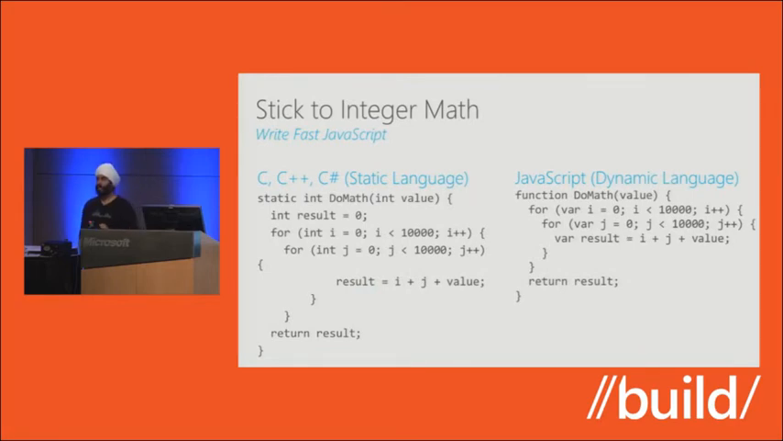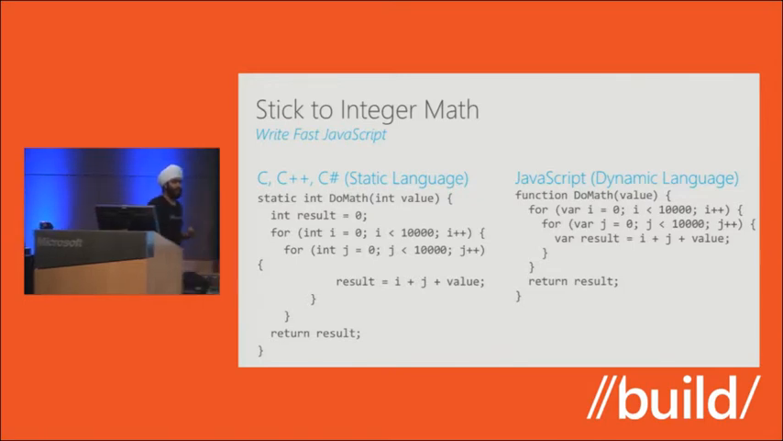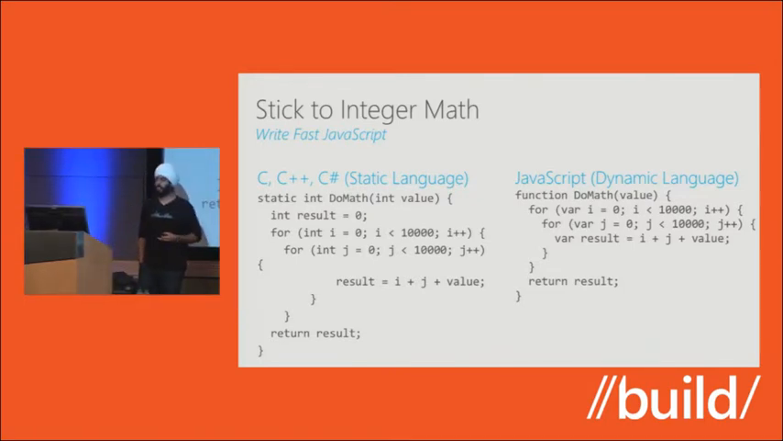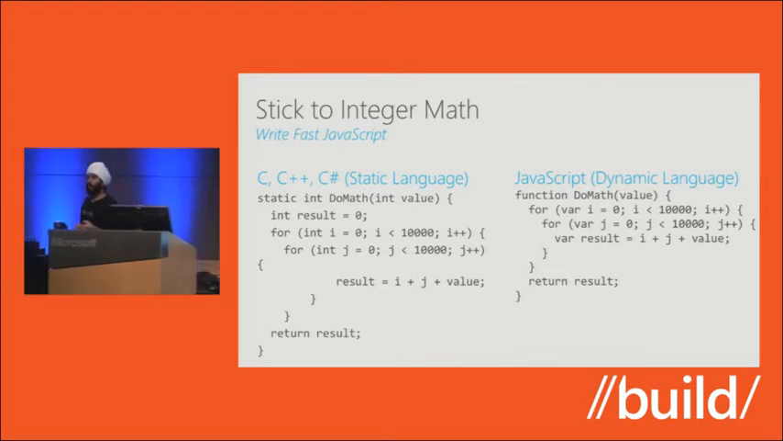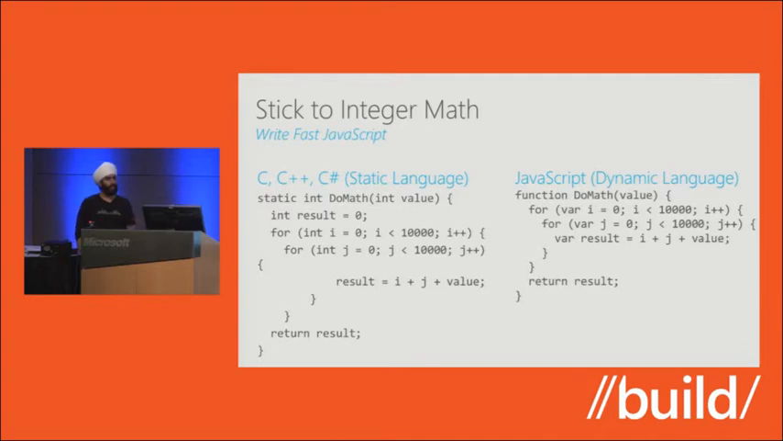Modern JavaScript engines are amazing. JavaScript was cool a couple years ago, but it wasn't fast. Today, all JavaScript engines are generating native machine code. They're essentially compilers.